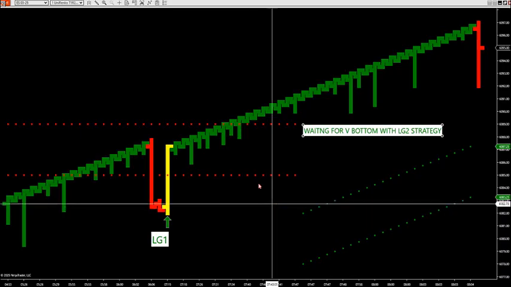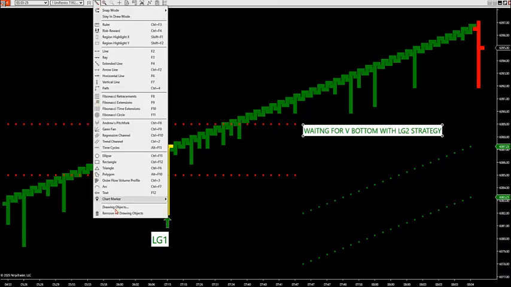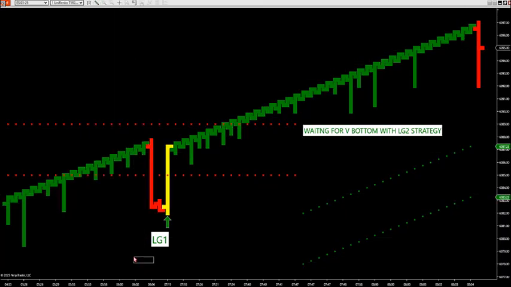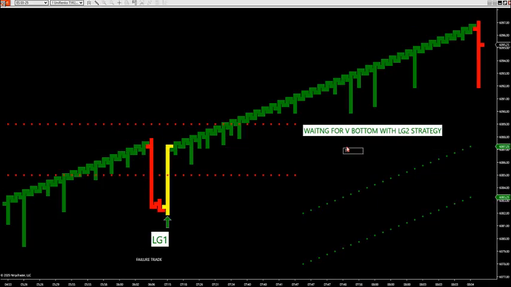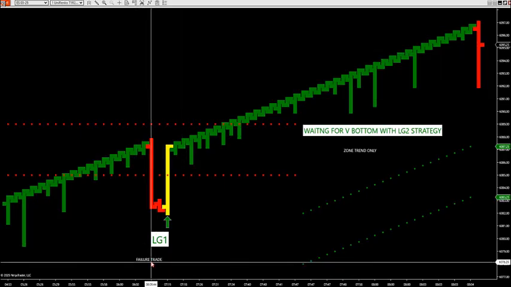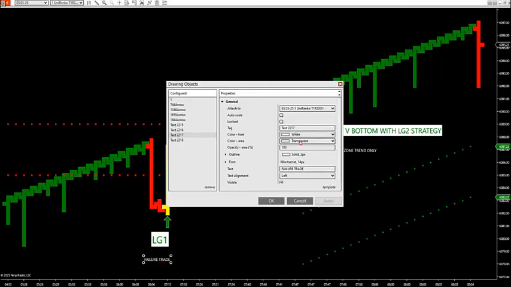The LG1 is what's called a failure trade against overall zone. So this is a failure trade. And then our LG2 is with trend only. And this is with zone trend only. So you have two different strategies you can turn on.